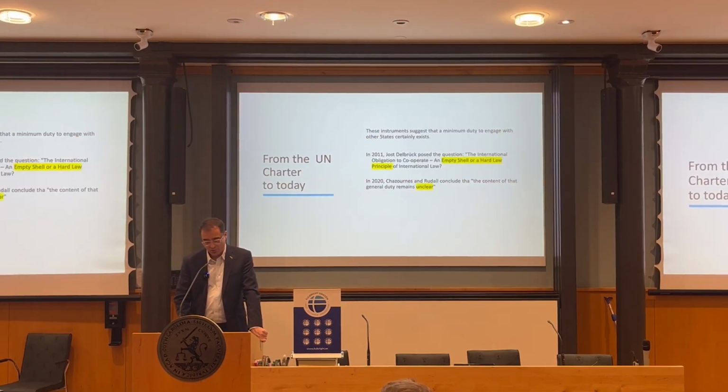Now, if you look at the scholarship on cooperation, the general duty, it is clear that there is a minimum duty to engage with other states. That's what cooperation is. But in 2011, the scholars are still puzzled by what it means. So in 2011, a title of a paper, The International Obligation to Cooperate: An Empty Shell or a Hard Law Principle of International Law? So we questioned to what extent this is a principle that is part of also the constitutional order of international law, human rights law. And then as recently as 5 years ago, a review concluded that the content of the general duty remains unclear. So we really don't know exactly what the obligations are if states were to take these obligations seriously, assuming they do.